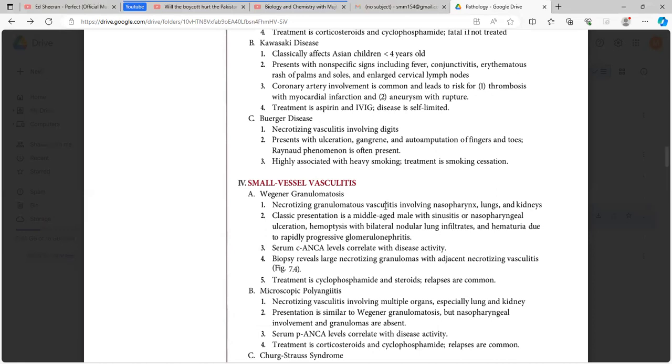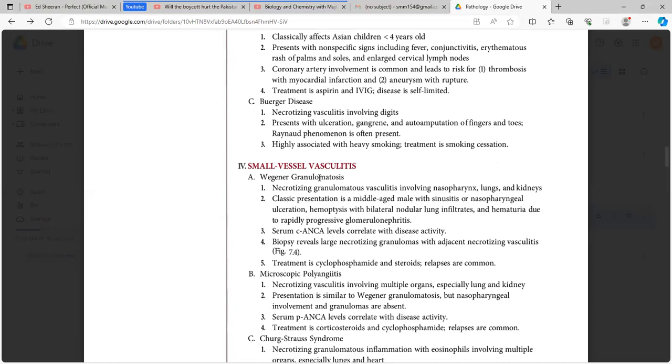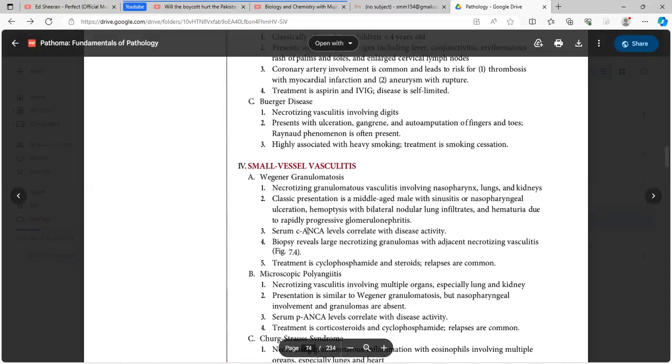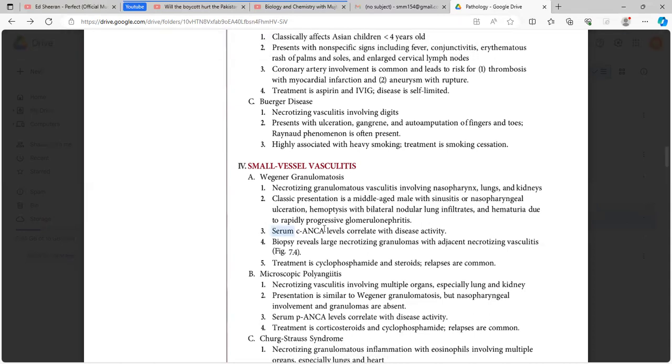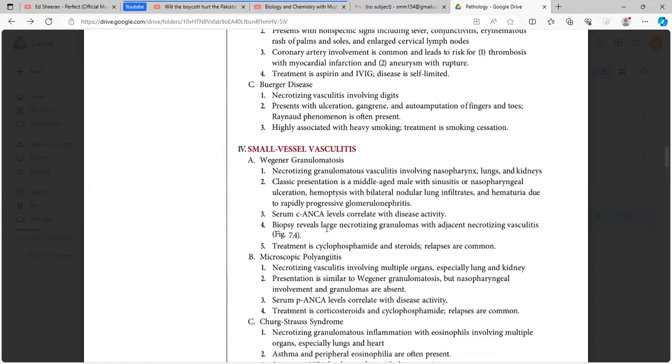And the three types are granulomatosis. Wegener granulomatosis affects the nasopharynx and lungs, and people who suffer from it have frequent complications of sinusitis, as well as blood coming from the nose, and coughing up of blood, which is known as hemoptysis. Now, the diagnostic marker is that the serum C ANCA levels will always be positive in this.